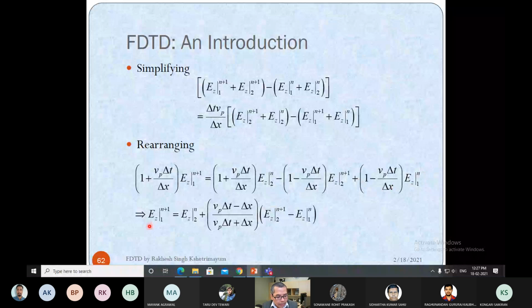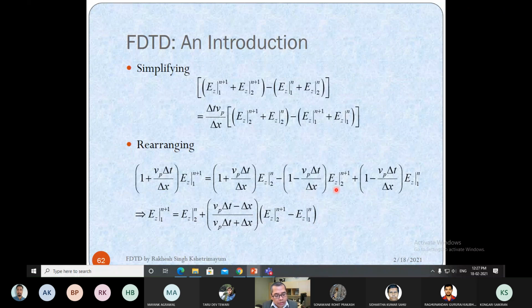Okay, so you can further simplify it. You have Ez at 1 at n plus Ez at 1 at n plus 1. You can take this to the right hand side, then simplify it. It can be expressed as Ez at 2 at n, then this ratio here times Ez at 2 at n plus 1 minus Ez at 1 at n. So that's how you can update the Mur's absorbing boundary condition at the edges, not at every point, only at the edges. At the boundary, you can do this kind of update equation.